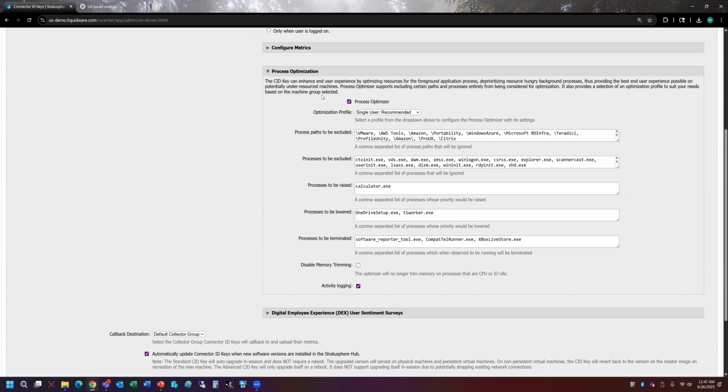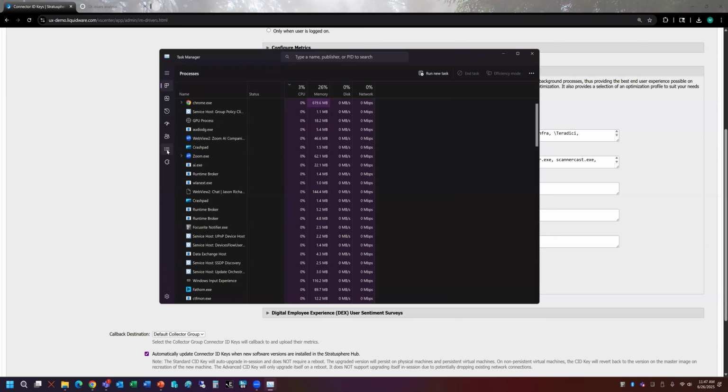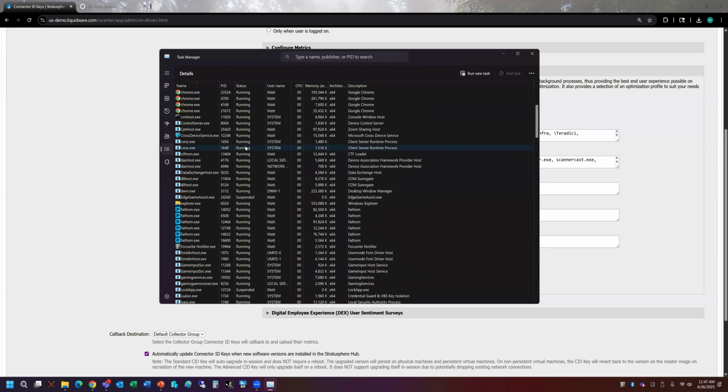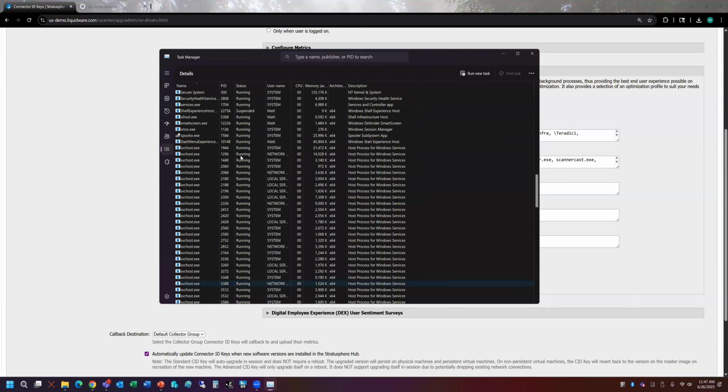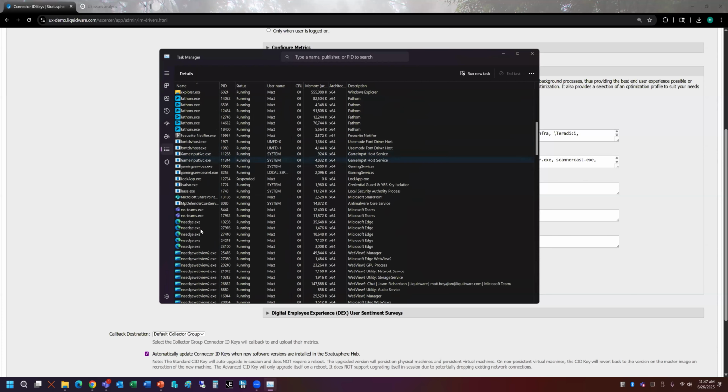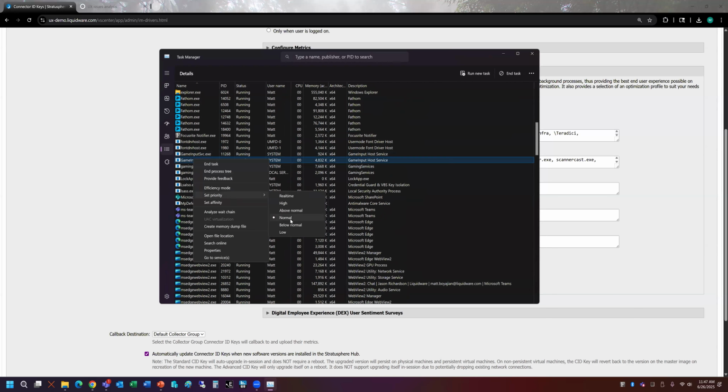So what Process Optimizer does is a couple different things. If we take a look at Windows in particular, Windows is kind of a funny little bird. What it does is it says everybody gets equal footing in terms of processes. So if I open up Task Manager and go to processes and go to details and take a look at all the junk that's running on this system, and if I just right click on any one of these, like the game input service, which is here for God knows what reason, and I look at the priority, it's normal.